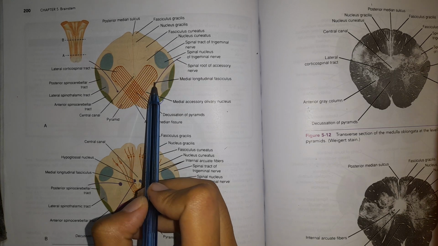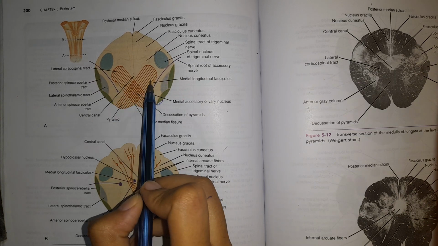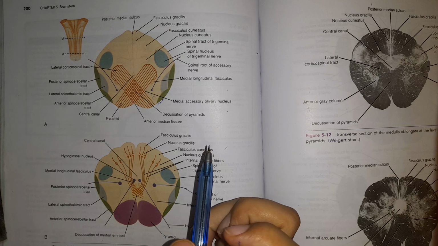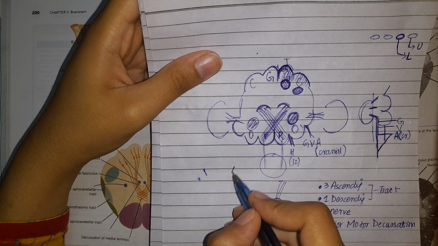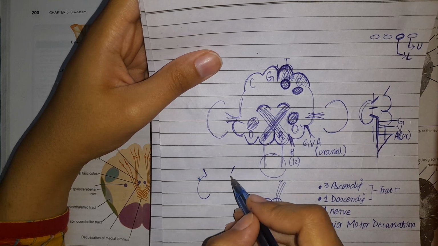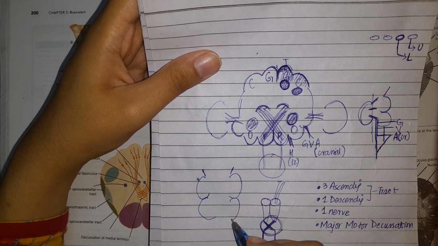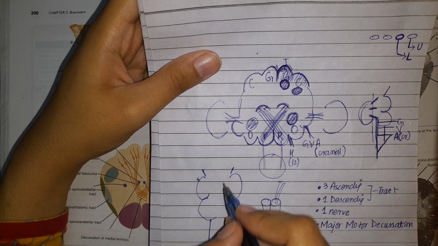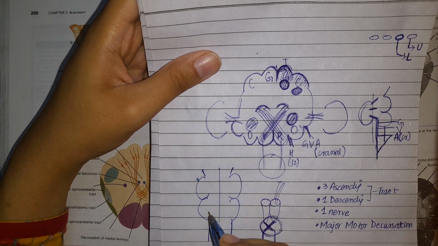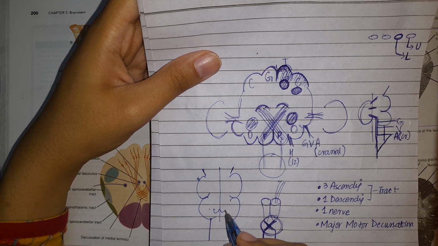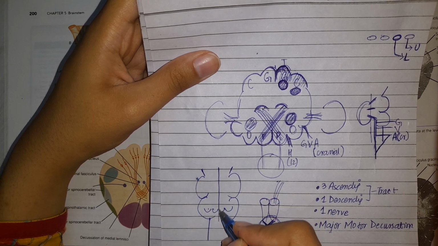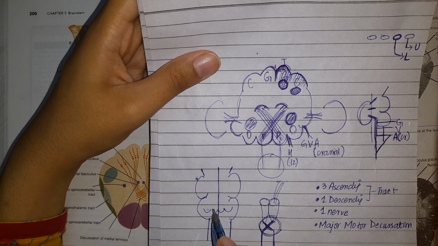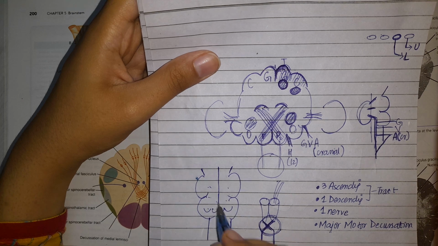Another thing, this medial longitudinal fasciculus, it is a very good phenomenon. For example, this is your midbrain, this is your pons, this is your medulla. In the medulla we saw that there was a pyramid over here, another pyramid over here, olive over here, olive over here. So what is the connection which is going to connect the two identical portions of this region?